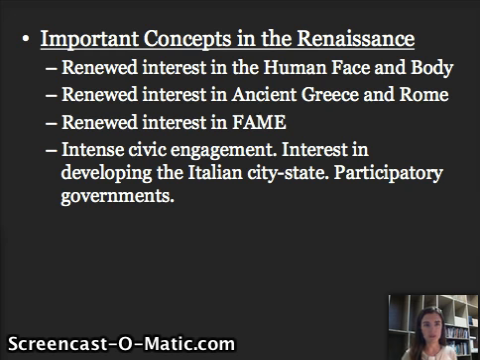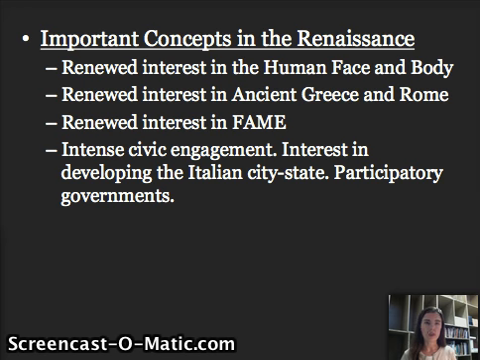So what are some of the important concepts to note about the Renaissance? What other changes are going on? First off, we see a renewed interest in the human face and human body. In the medieval period, we often see the body associated with sin. We see it very covered up, hidden so that people can't have sinful thoughts about it, or very stylized or elongated. But in the Renaissance, we see a renewed interest in making these body types very natural, close to nature, making them look more real, and also studying the face and the individual.